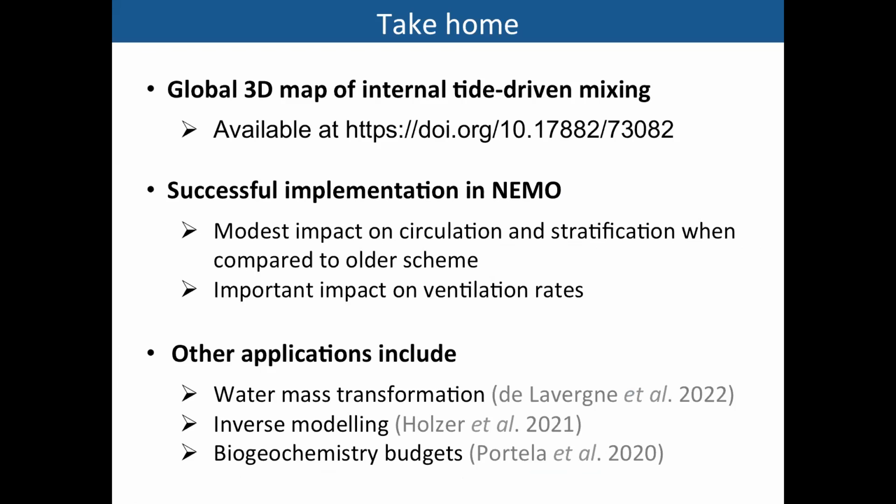Here is the summary. So we constructed a global 3D map of internal tide-driven mixing, which is available online, which has many, of course, huge uncertainties, but a fairly encouraging comparison with observations of mixing. We implemented this parameterization in NEMO. It has overall a modest impact on circulation and stratification when compared to the older scheme I described. But it has an important impact on ventilation rates, and we expect on biogeochemistry.